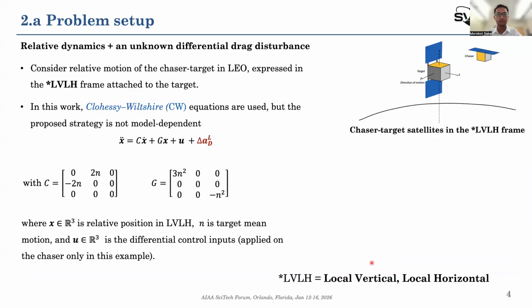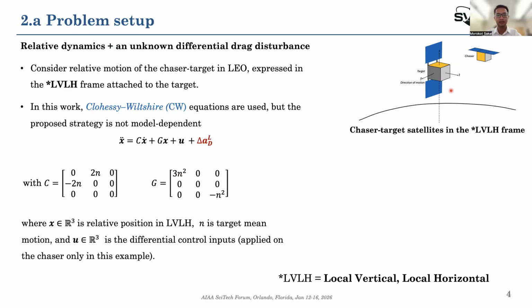All right, so moving on, I would like to first start defining the problem setup. We will consider a pair of satellites, a target and a chaser, flying in low Earth orbit, and we will be expressing the relative motion in the LVLH frame that is attached to the target. In this work, we decided to use the Clohessy-Wiltshire equation that has the compact form as the following. n is the mean motion, x is relative position in the Earth frame, and u is a differential control input. In this example, it is applied only to the chaser.